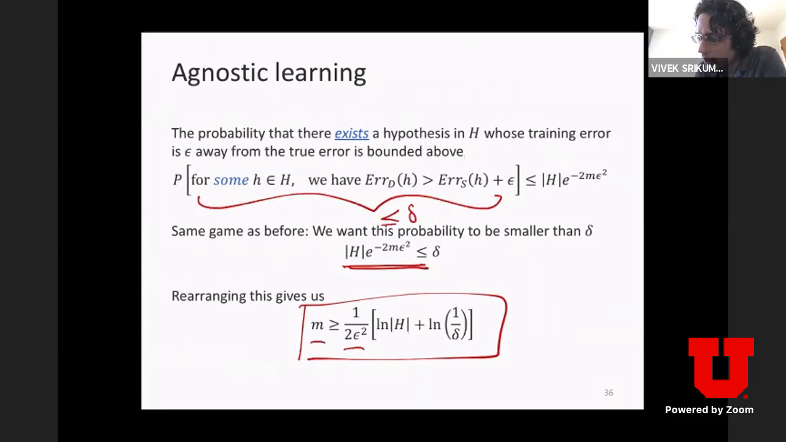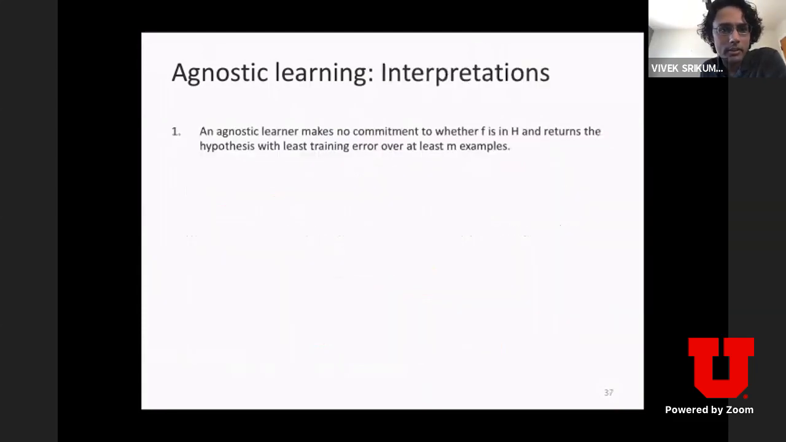We are calling a classifier bad if its generalization error is more than epsilon away from the training error. So the probability that we have a classifier whose generalization error is much worse than the training error is less than delta. Why? Because if we have these many examples, then we've just proved it. So let's look at this and try to interpret this.